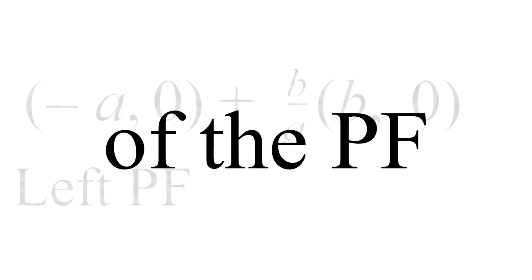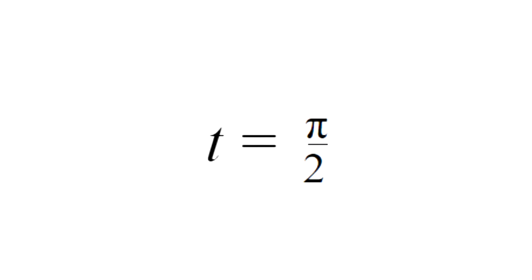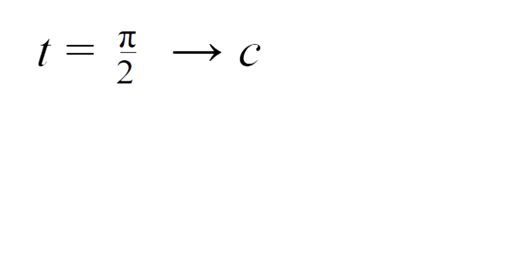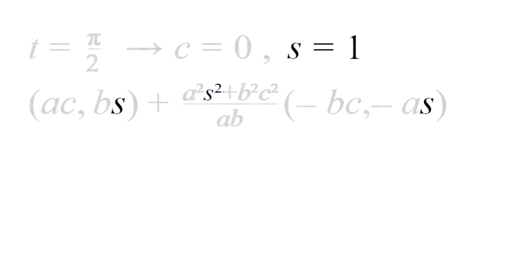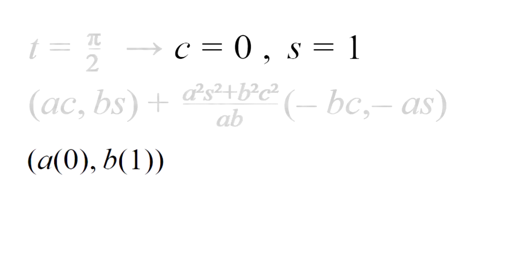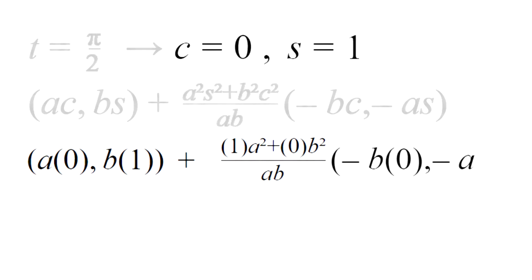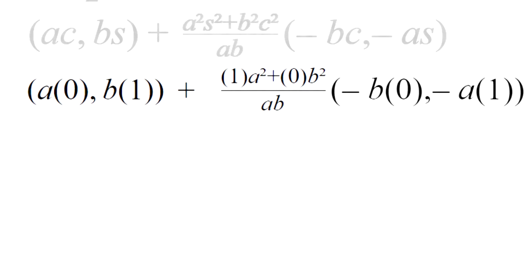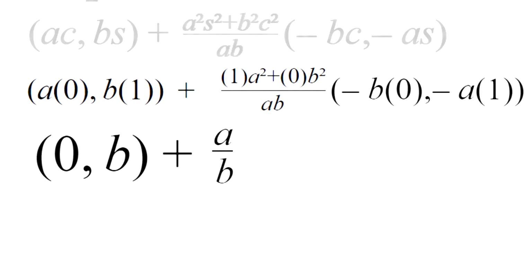Then we take care of the PF on t equals pi over 2. This is the angle where c or cosine t is 0 and s or sine t is 1. Substituting each c and s, our whole parameter ends up with a times 0, b times 1, plus a squared times 1, plus b squared times 0 all over ab times negative b times 0, negative a times 1. This thing then simplifies to 0b plus a over b times 0, negative a.